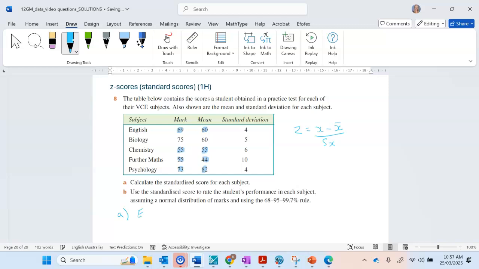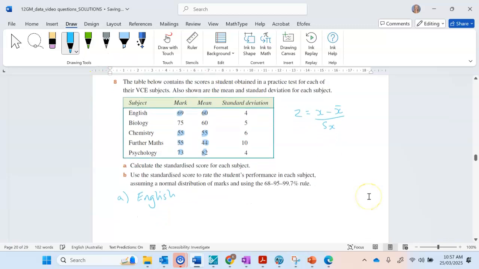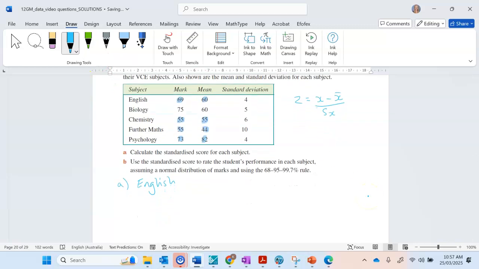All right, so if we're calculating the Z score for each subject, we'll do English first. Actually, I might write all the subjects because then we can just quickly do it in the calculator. Biology, chemistry. I'm sure some of you watching, these are your actual subjects, although we call it further general maths now. And then psychology.